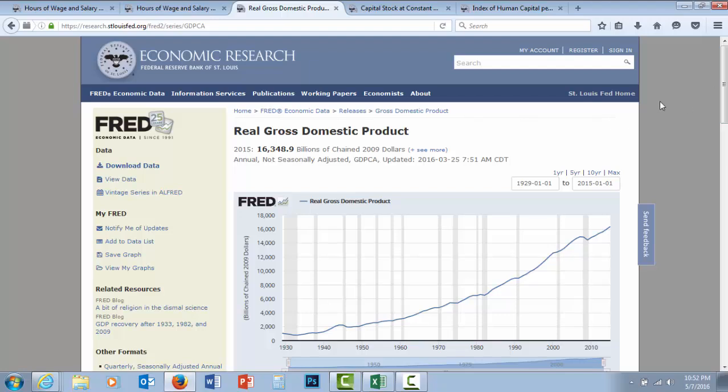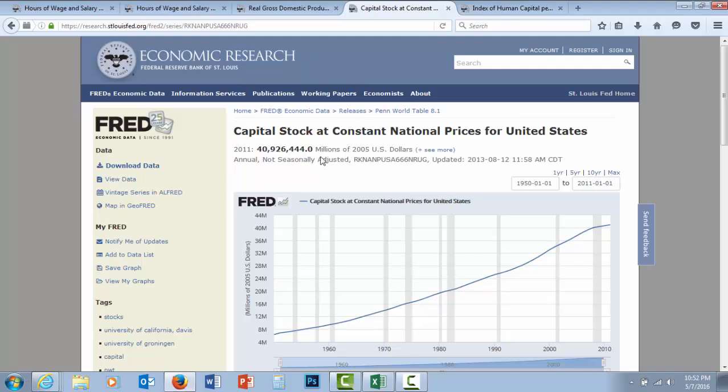Now, first off, we might think, well, how do we measure physical and human capital? Again, let me go back to FRED and just show you. FRED has all this data. So I typed in capital stock, and I found a data series for capital stock at constant national prices for the U.S. up through 2011, and it says we have $40 million, so what would that be, trillions, right? So thousands would be billions. So yeah, $40 trillion worth of capital as of 2011.